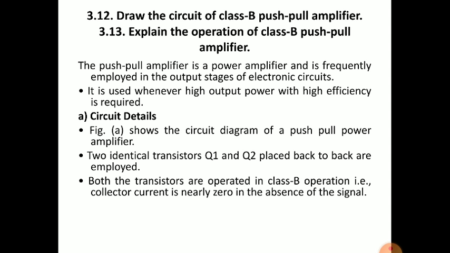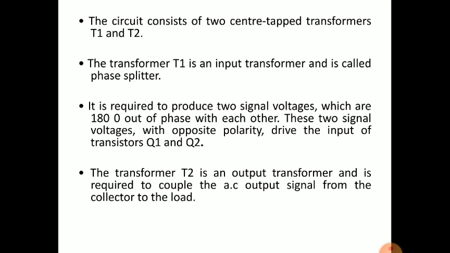Figure shows the circuit diagram of a push pull amplifier. Two identical transistors Q1 and Q2 placed back to back are employed. Both the transistors are operated in class B operation, that is collector current is nearly zero in the absence of the signal. When the input is zero, the collector current is zero.